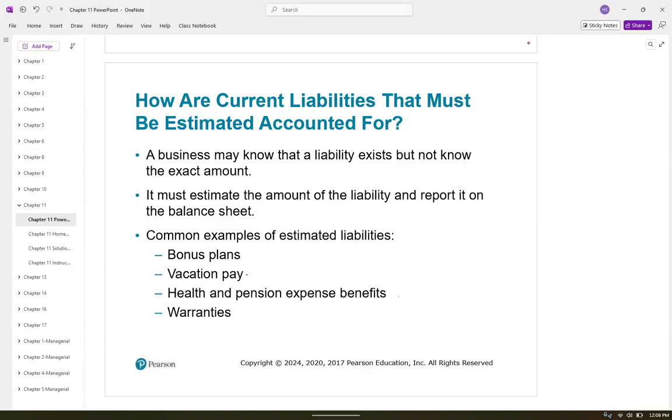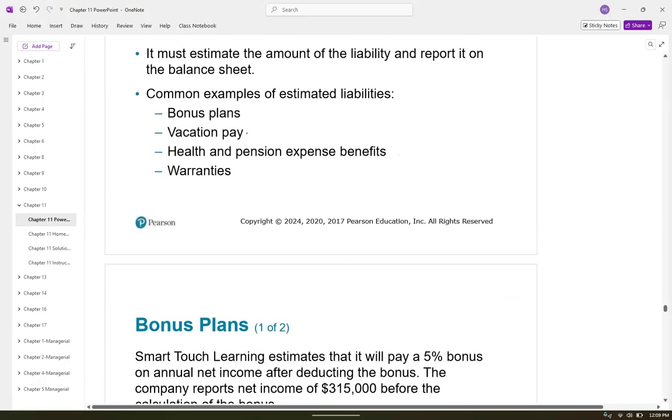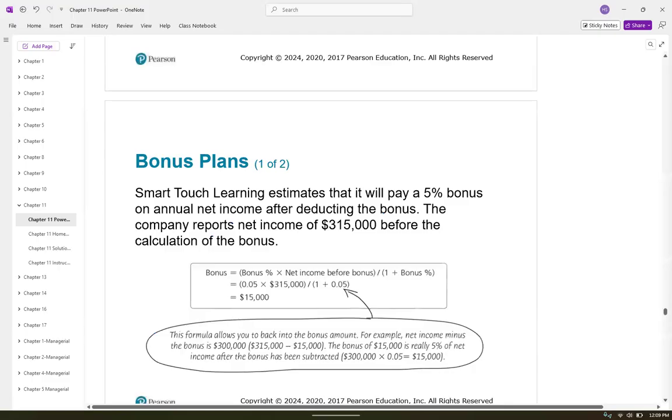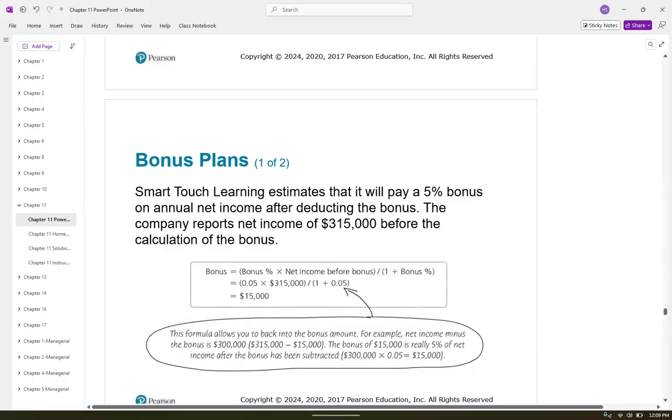And the reason we have to estimate these is because we're trying to match that expense with the revenue. So if you think about a car, we're trying to match the warranty expense with the sales of the car in that particular year. Okay. Is it going to be a perfect estimate? No. Will it be better than nothing? Yes.